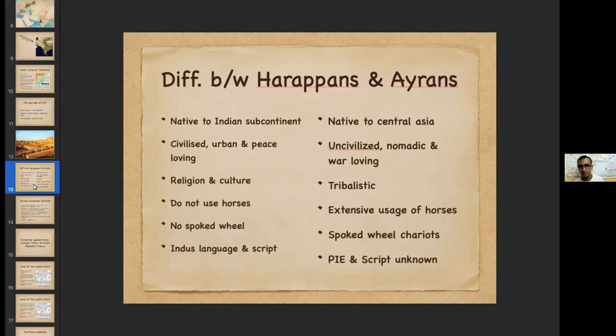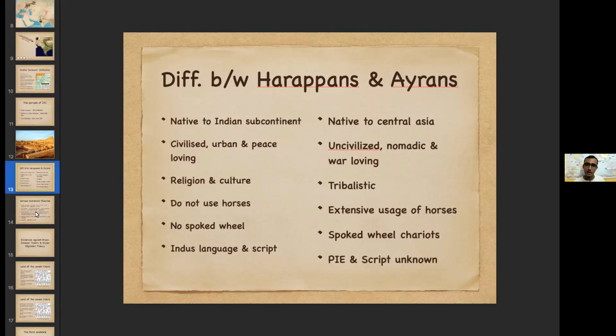Okay, they are tribalistic nomads. So Harappans do not have horses, and Aryans do have horses. There is no spoked wheel for Harappans, and Aryans have spoked wheel chariots. Harappans had the Indus language and the Indus script. Aryans had the Proto-Indo-European because they do not want to accept Sanskrit. So they say it is Proto-Indo-European and the script is unknown.